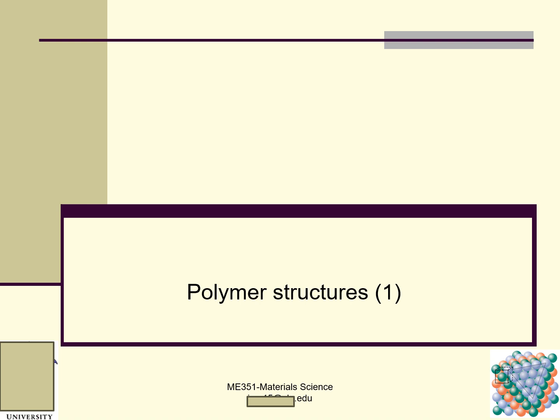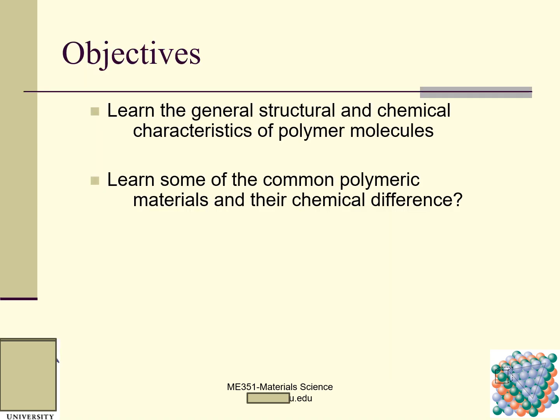This is a very important one. Even though polymer materials have different engineering applications from metals and metal alloys along with the ceramics, they have their special applications. So they are also very important. And here are today's objectives. First, we want to learn the general structural and chemical characteristics of polymer molecules. And we want to learn some of the common polymeric materials and their chemical differences.